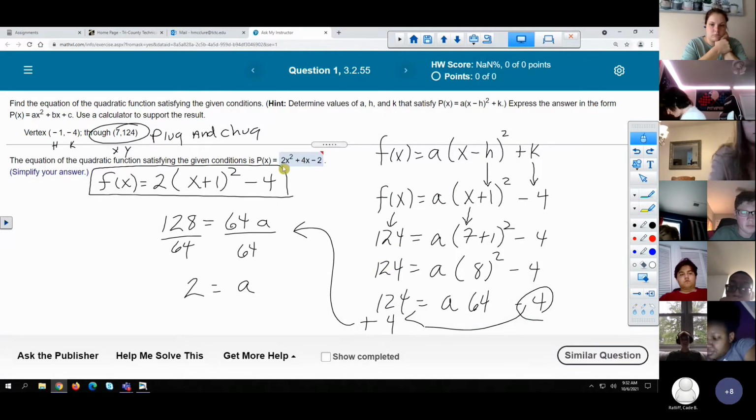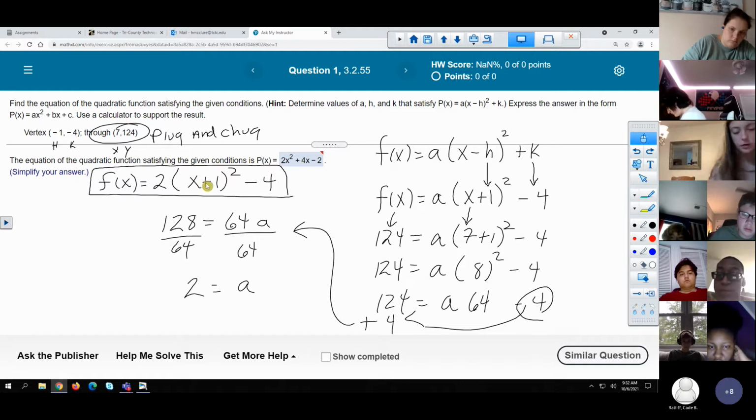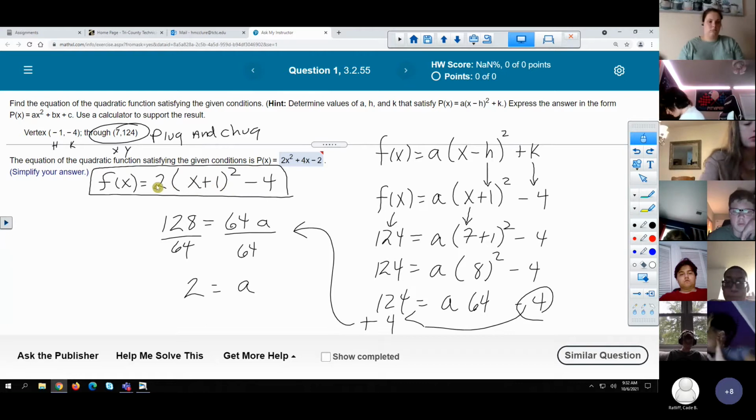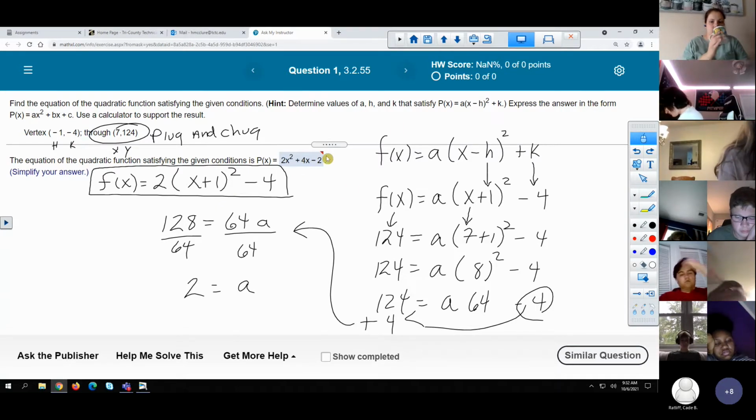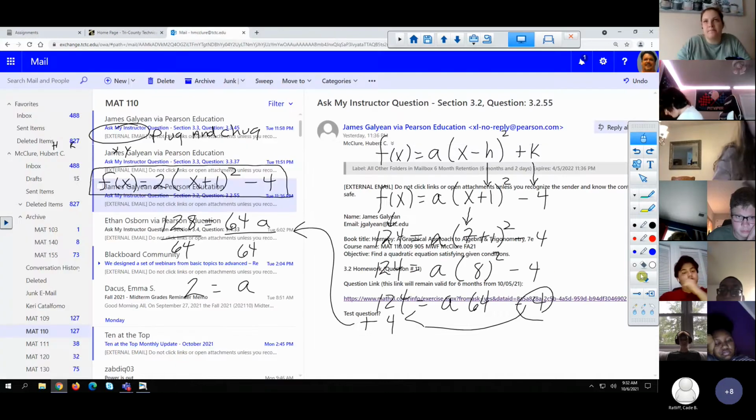And there's the answer. Now they went ahead and condensed it. They went ahead and did shortcut number 1. I'm not gonna do that because y'all should be able to do that. That's x squared plus 2x plus 1. Distribute that. That's gonna be 2x squared plus 4x plus 2. And then minus 4 is gonna make a negative 2. So if you take this on out, you're gonna get this. Okay? Next.